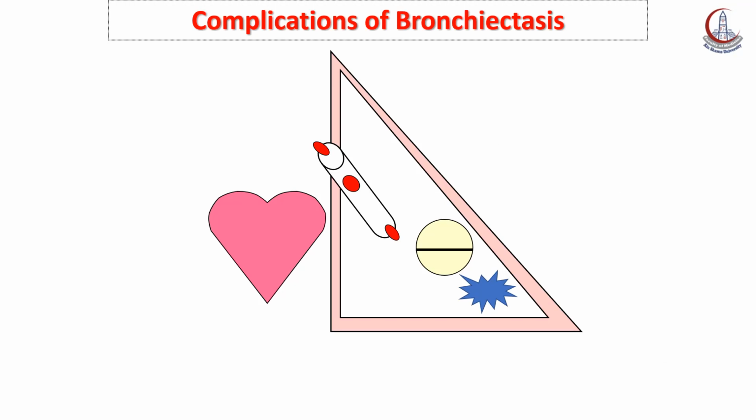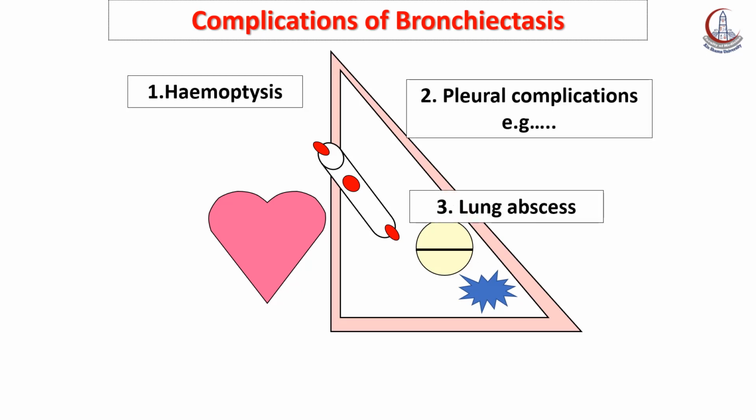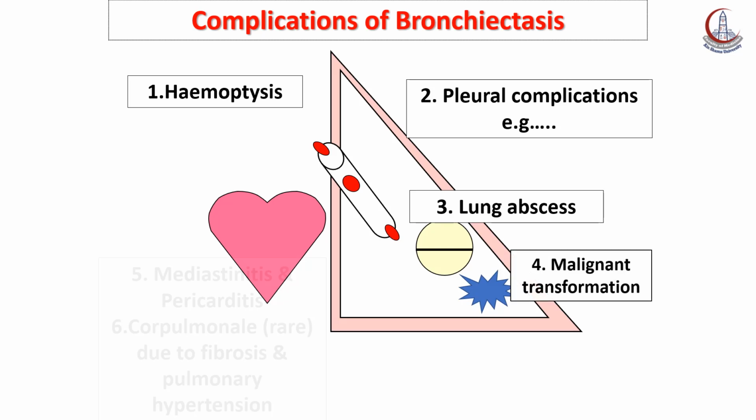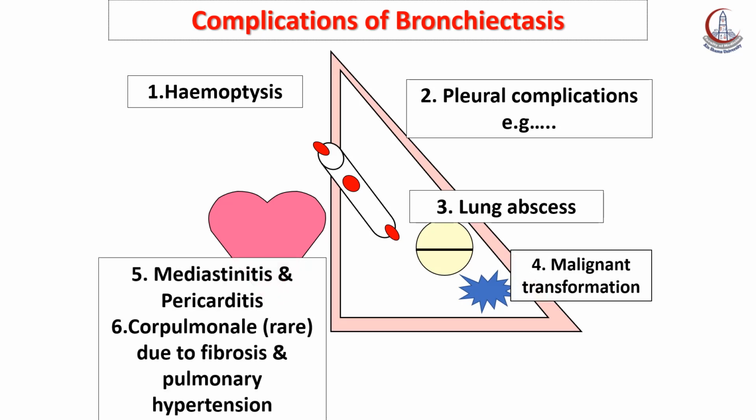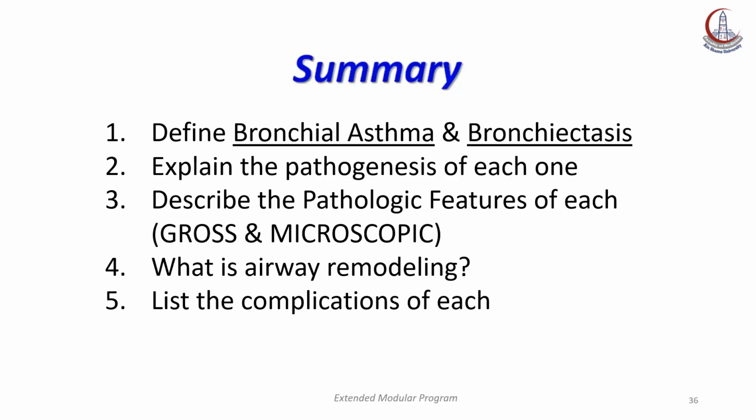This scheme or diagram summarizes the complications of bronchiectasis, starting from hemoptysis, pleural complications, lung abscess, malignant transformation, spread of infection from the lung to the mediastinum causing mediastinitis and pericarditis, interstitial fibrosis of the lung causing pulmonary hypertension and the cor pulmonale. General complications: acute toxemia, septicemia, pyemia, brain abscess, and amyloidosis.